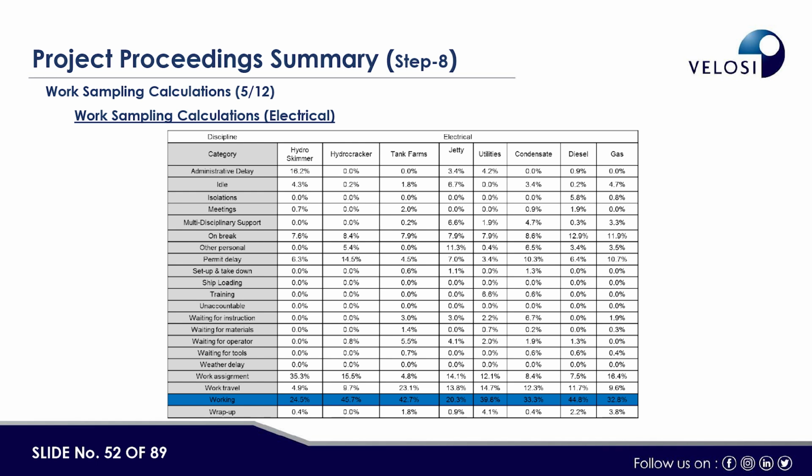Since my time is limited, I may not go through all the categories, but if you see the working time, for example, in the hydroskimmer it is 24.5%. In the hydrocracker it changed to 45%. Then tank farm became 42.7%, whereas jetty is only 20.3%. Then utilities 30%, condensate area 33.3%, diesel area 44.8%, and gas area 32.8%. So the highest one is still a working time of 45%.